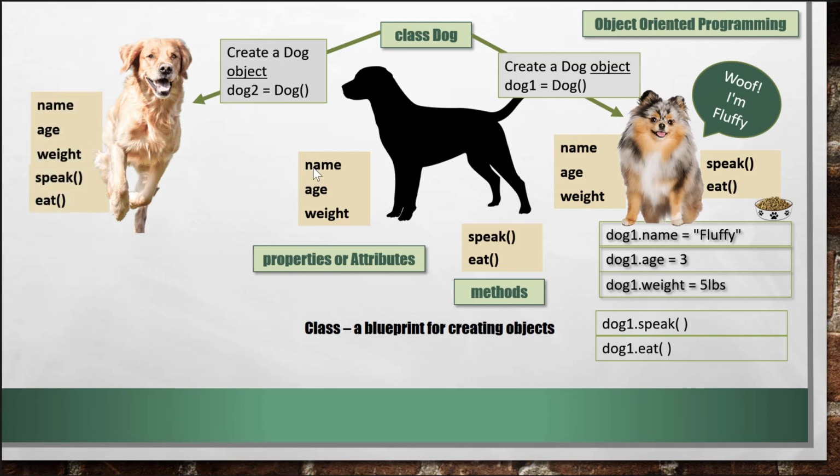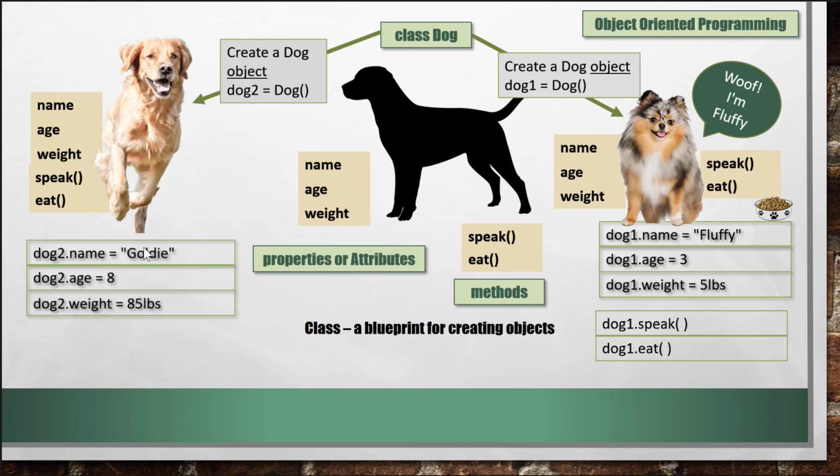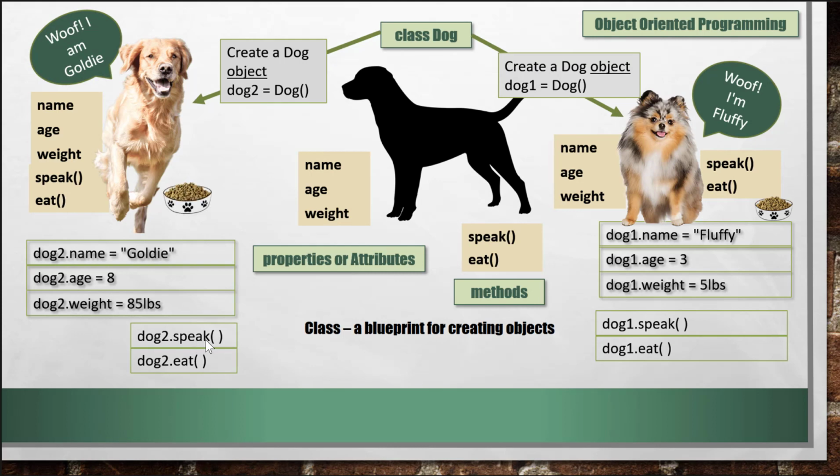Dog2 gets the same variables: name, age and weight. Dog2 also gets the methods speak and eat. And all of these values that we assign will be specific to this dog. In other words, we can now give dog2 name, which it got from the class. Name is Goldie. Dog2 age is 8. Dog2 weight is 85 pounds. Dog2 can speak, and dog2 can also eat.